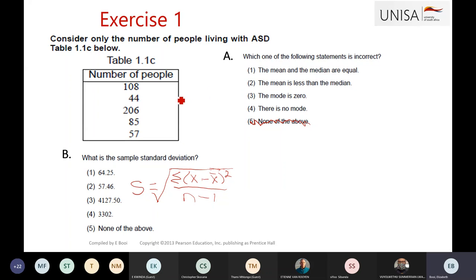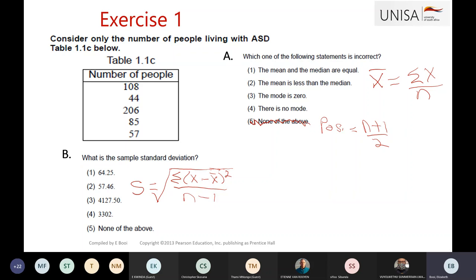Then remember the mean. If people have forgotten how to calculate the mean, we're using the sample data, so the mean will be the sum of all observations divided by N. And remember your median, you can find the position by using N plus 1 divided by 2. Since we have an odd number of values, after you have sorted the values, you don't even have to use the position. You can just find the median, the middle value.